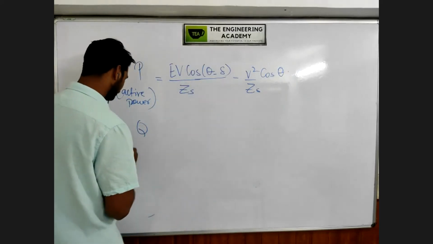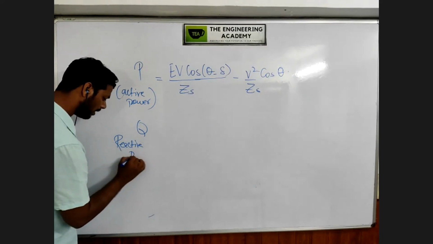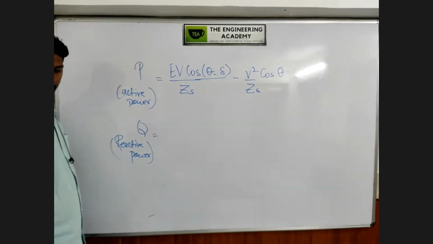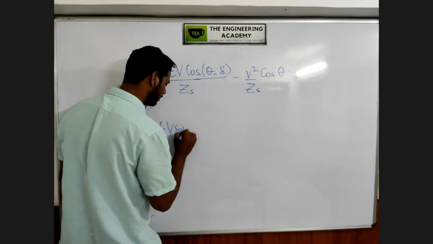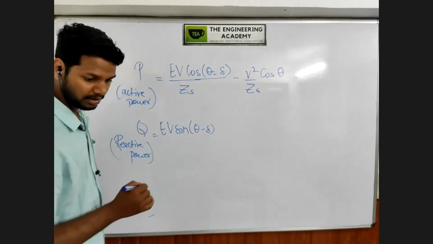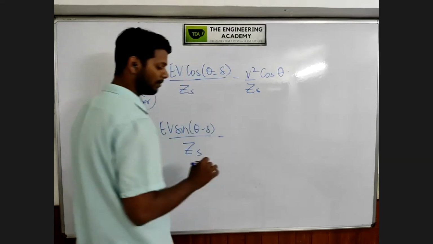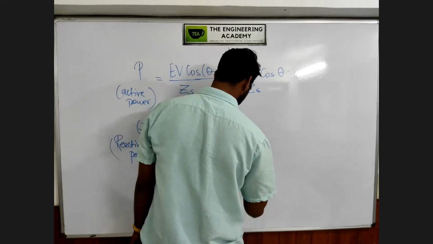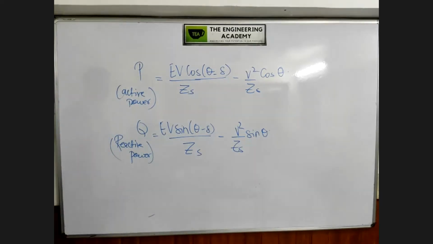And another formula is for Q. Q stands for reactive power, which goes like EV/ZS sin(theta minus del) minus V square by ZS sin theta.